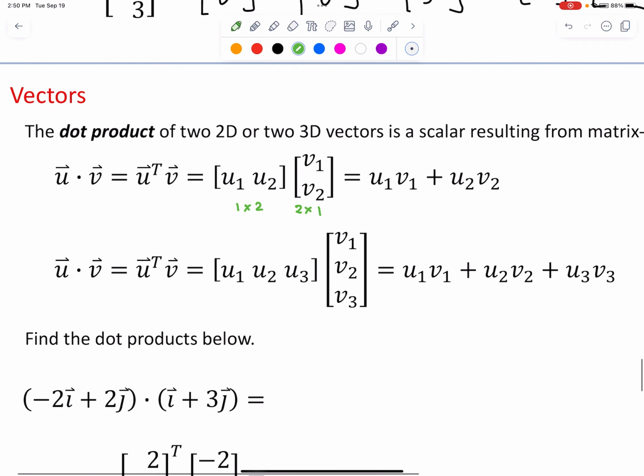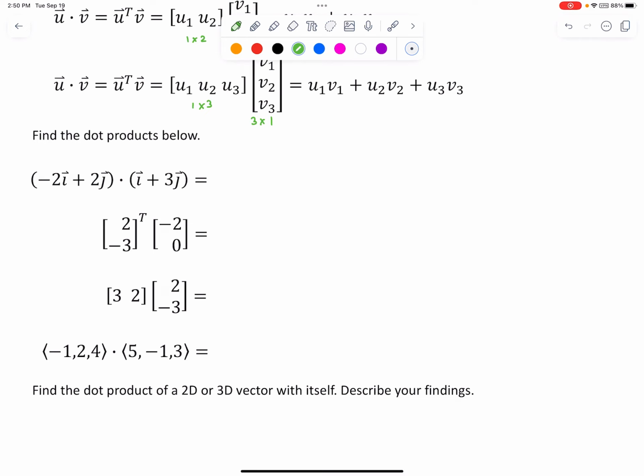And the 3 by 3 case is similar. We have a 1 by 3 multiplying a 3 by 1. This should give us a 1 by 1, and it will be the sum of the products of the corresponding components. Find the dot products below.